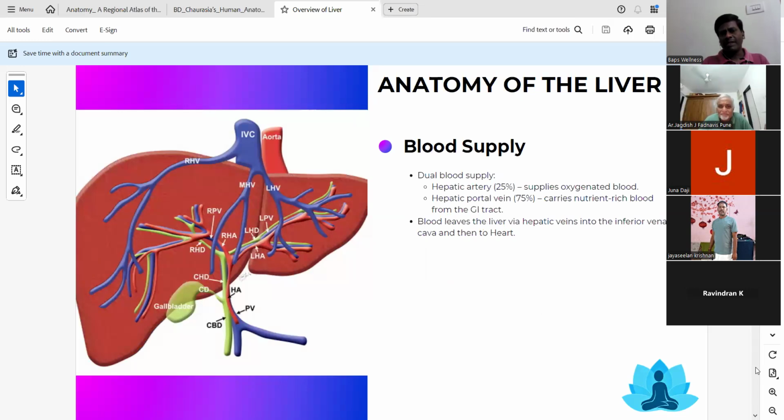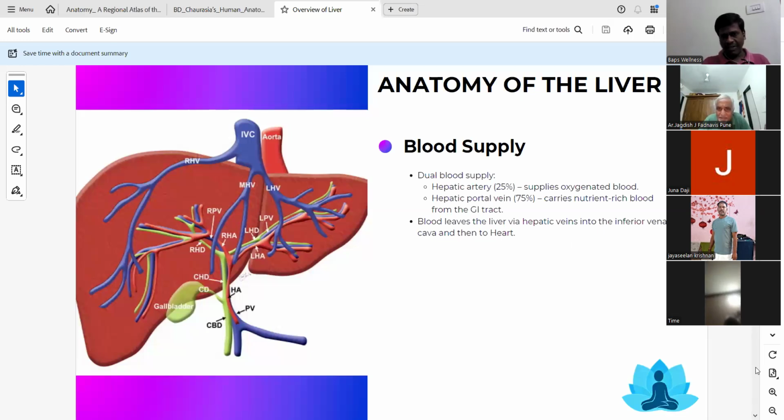And the blood supply, the majority of it is from the hepatic portal vein, that carries the nutrient-filled blood from the GI tract, and the hepatic artery, which supplies around 25% of the total blood supply. The hepatic artery is the one that supplies the oxygenated blood, carrying it from the heart to the liver.